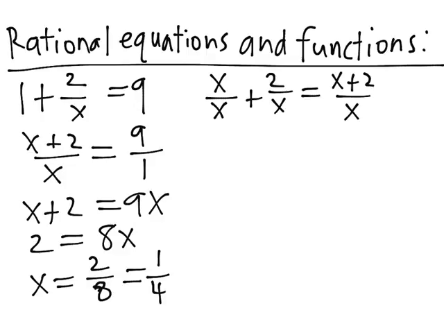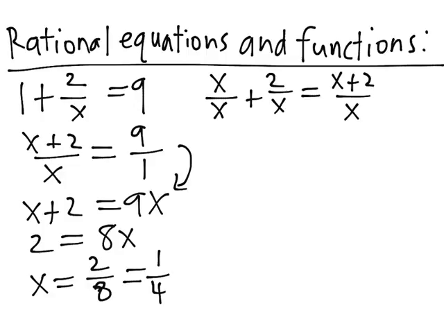Unfortunately, even though we solved this equation and figured out that x equals 1/4, 1/4 isn't necessarily a solution. Notice that in this step, from the second line to the third line, we multiplied both sides of the equation by x. However, we can only do this if x is not 0. In fact, the equation only makes sense if we know that x is not equal to 0. Otherwise, taking 2 over x would be undefined.